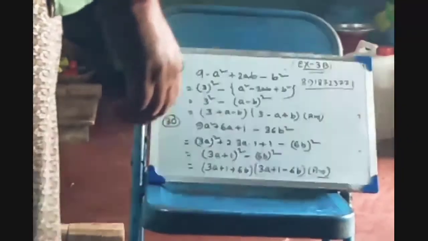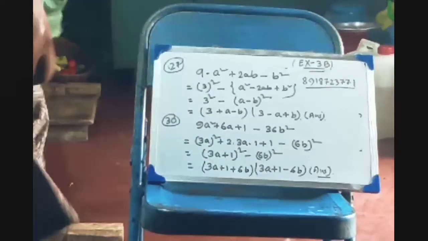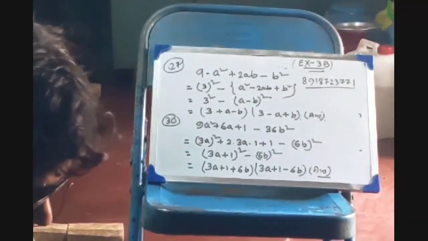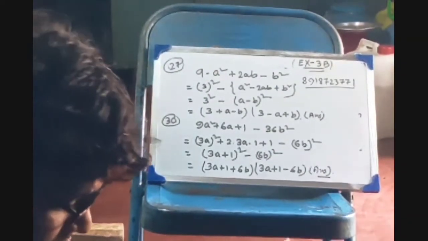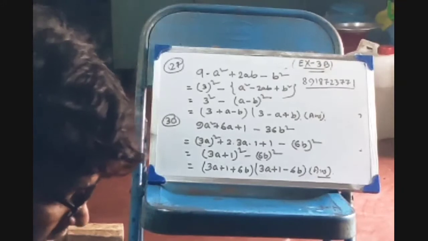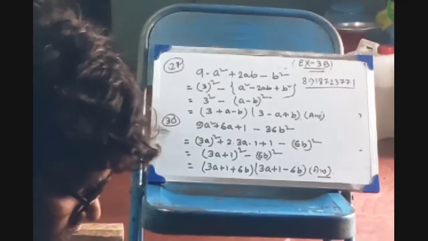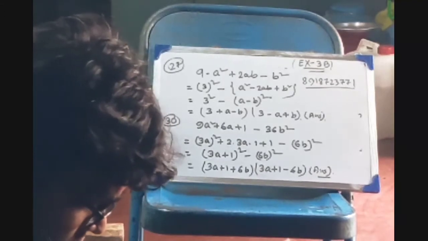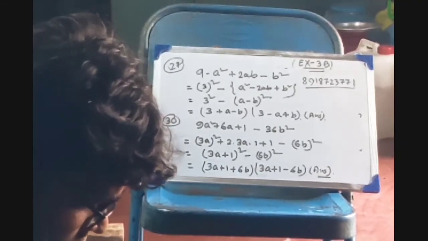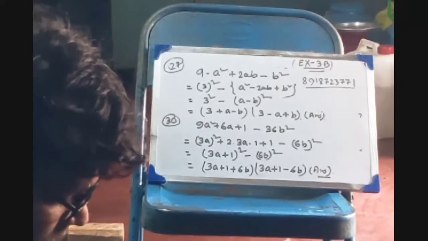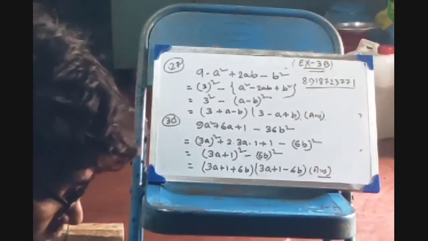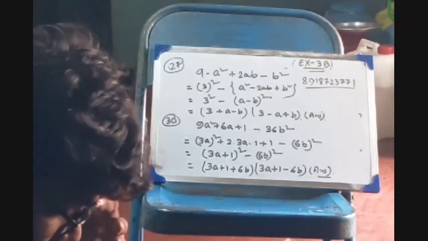NCERT mathematics exercise, our chapter was coordinate geometry. Coordinate geometry, that was our chapter. That is the distance formula, distance between the 2 points.